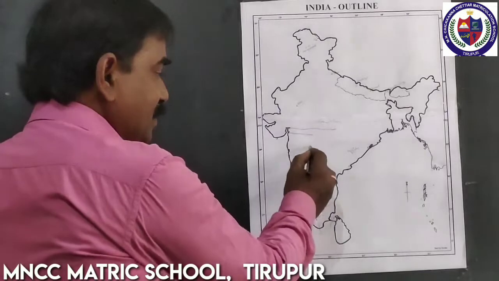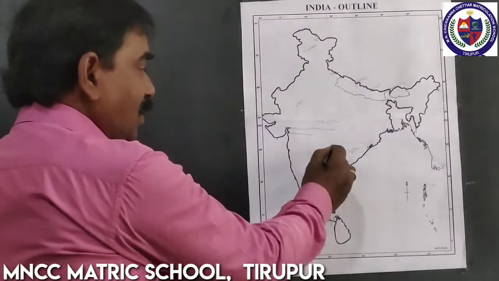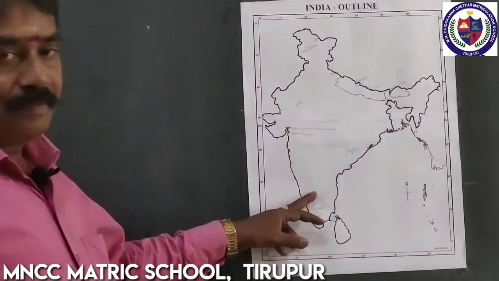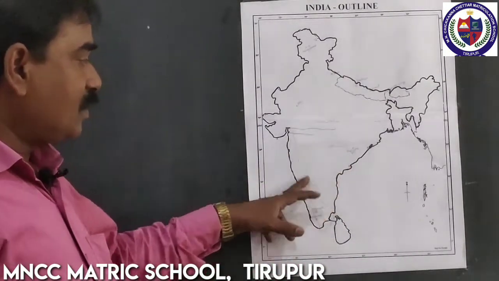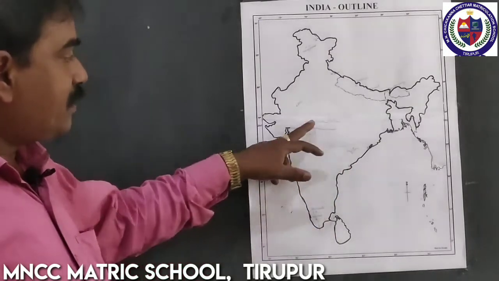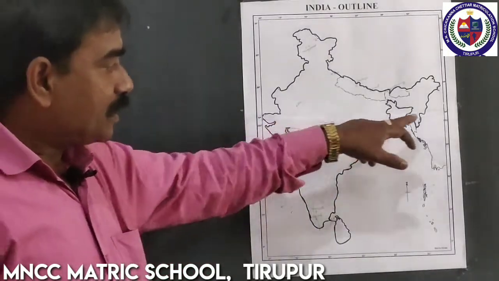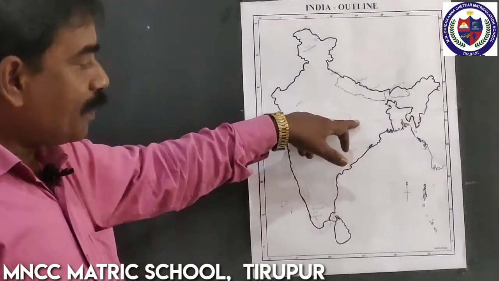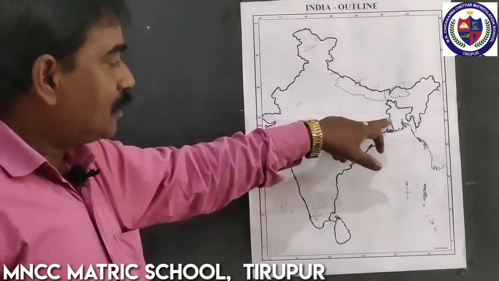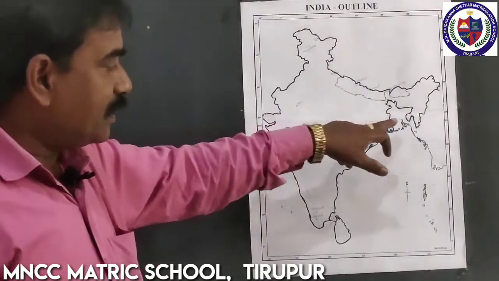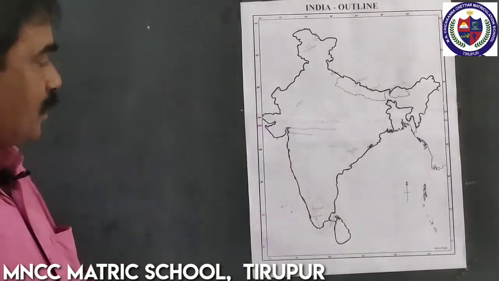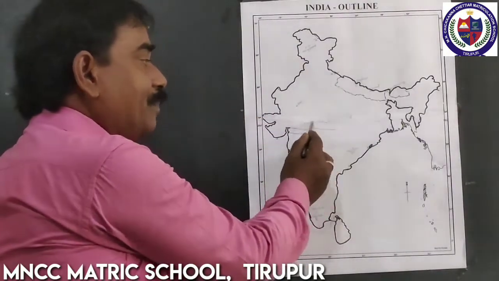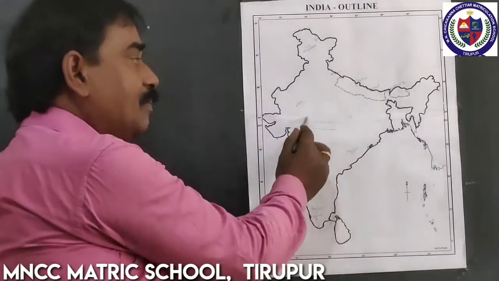Now we will come to plateaus. This area is called Deccan Plateau. And this one, the center of India, Tropic of Cancer crosses the central part of India. Above Tropic of Cancer is Malwa Plateau.